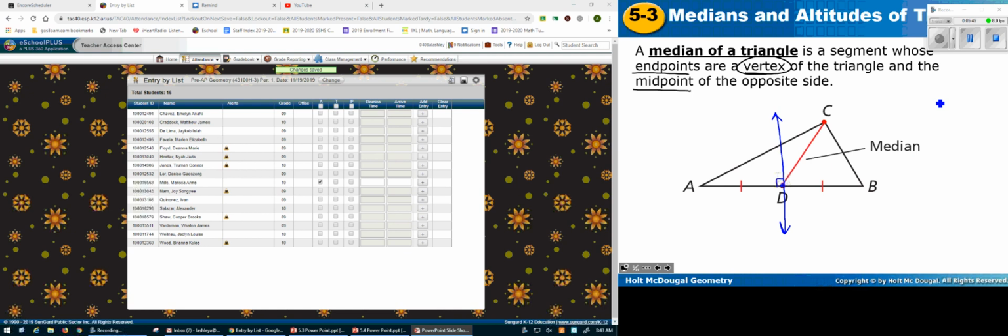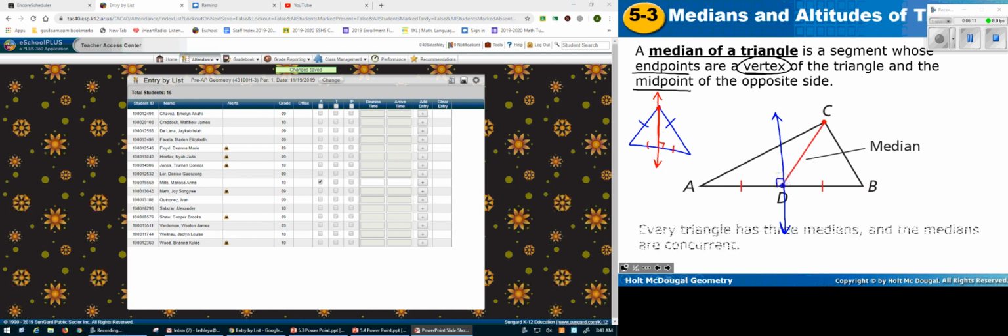They could be the same thing, depending on what kind of triangle you have. If I had an isosceles triangle and I drew the median and the perpendicular bisector, they would both end up being the same thing. This would be my perpendicular bisector, and this would also be my median. So it can be that they're the same thing, but they do not have to be the same. Does everybody see the difference?